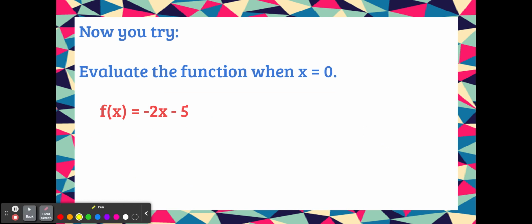Okay, you can pause it and try it on your own. So when we use an input of 0, we will multiply negative 2 times the input, minus 5. So when our function has an x value of 0, our output is going to be negative 5.